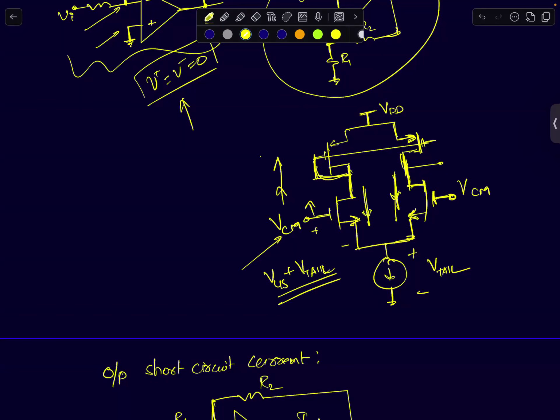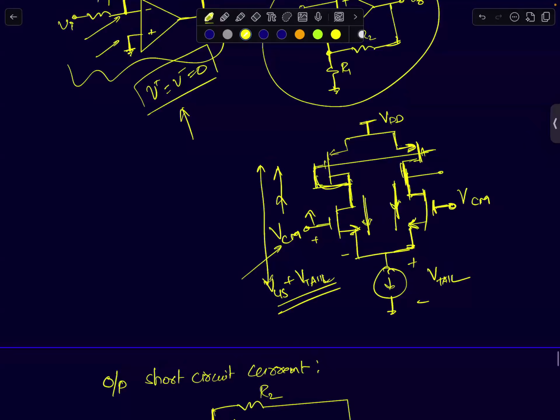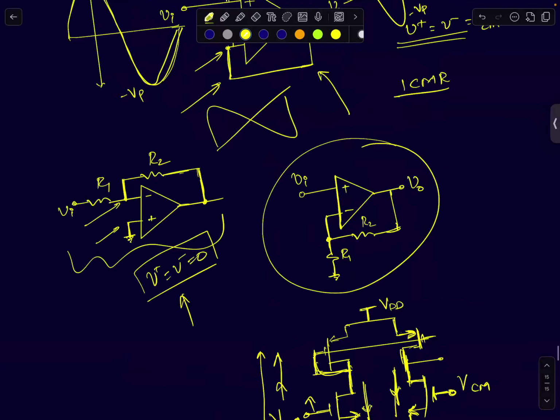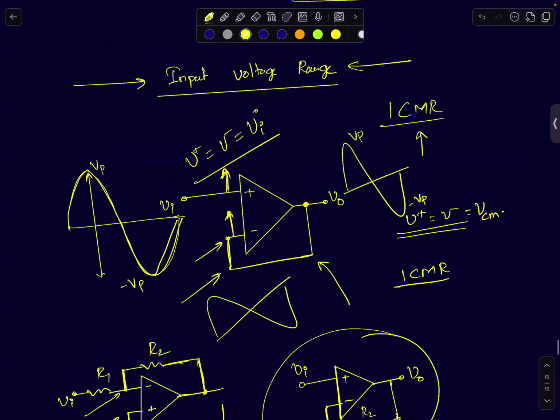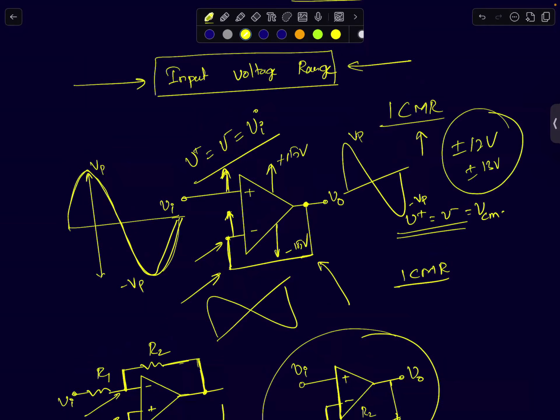So this range of voltages for which this circuit will operate properly is what we call ICMR, and that ICMR will be referred to as input voltage range here. Usually, the input voltage range will be 2 to 3 volts lower than the supply voltages. If the supply voltage is plus 15 volts and minus 15 volts, it will be like plus minus 12 volts or plus minus 13 volts.